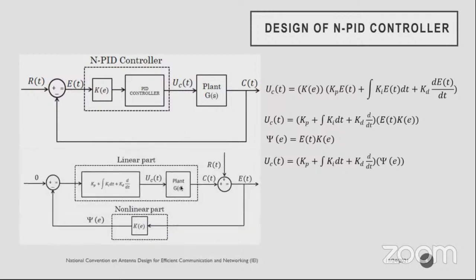For the design of the nonlinear gain, we made the block diagram like this. According to the proposed stability criterion, we are going to design a nonlinear gain. This is a linear part and this is a nonlinear part. With this E of t, K of E, and the reference value of 0, it is given as minus psi of E. Minus psi of E is added with the PID controller and G of S. We are going to have minus E of t, and R of t minus E of t is going to be E of t.